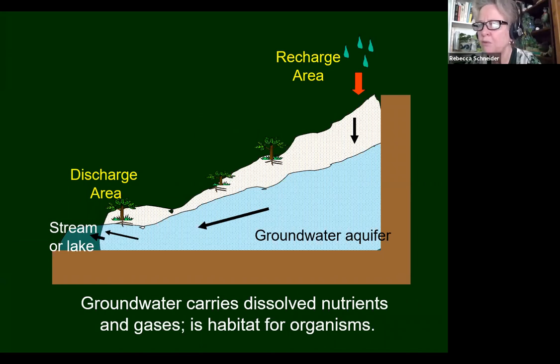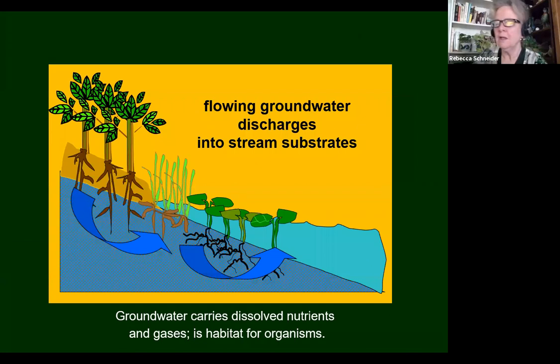So as groundwater moves from a recharge area, it moves subsurface, it picks up dissolved nutrients and gases, it's actually habitat for organisms, and then it discharges into the shoreline of a stream or lake. That's where the groundwater comes back out. For streams, that flowing groundwater is very important to them. So here's groundwater coming into the shoreline of a stream.